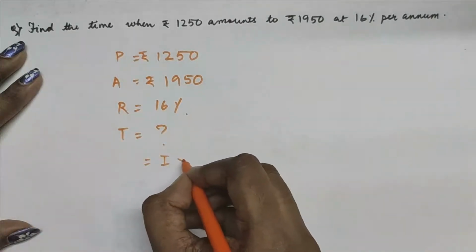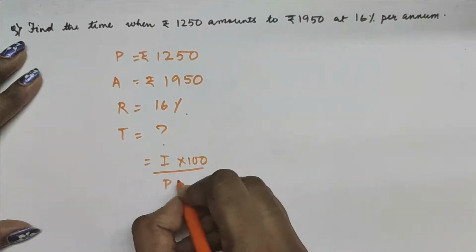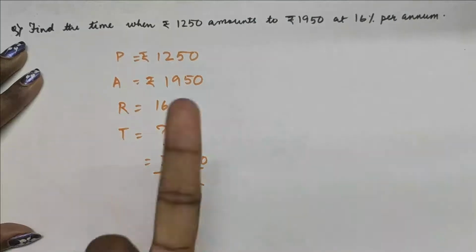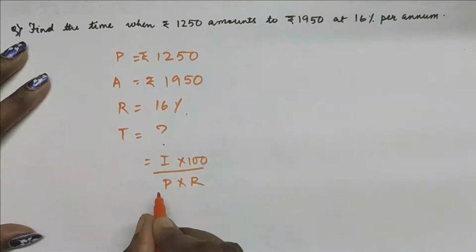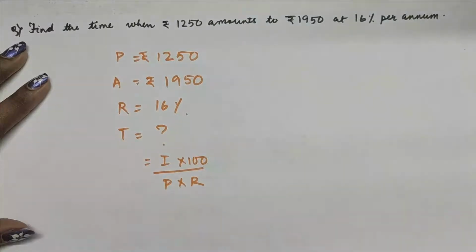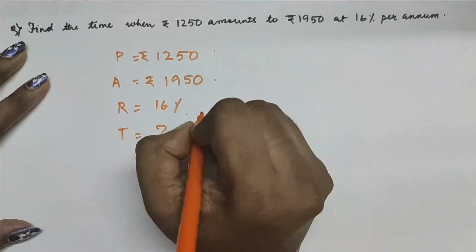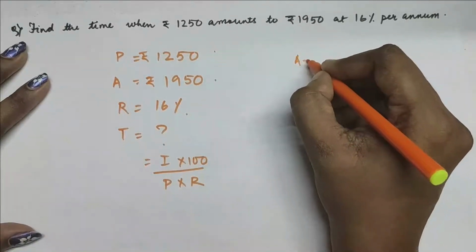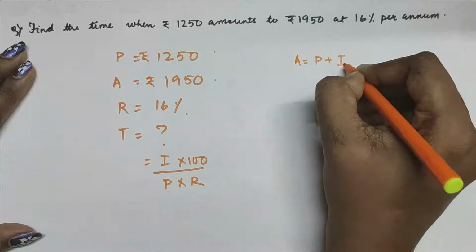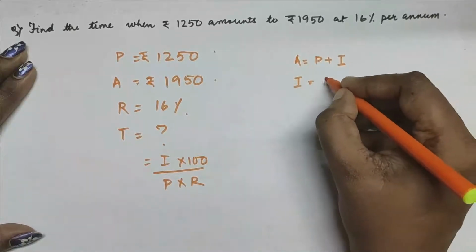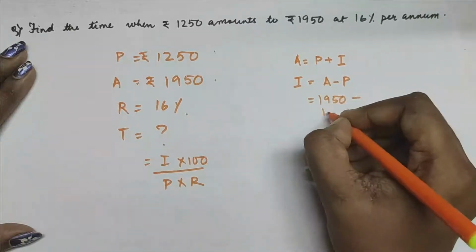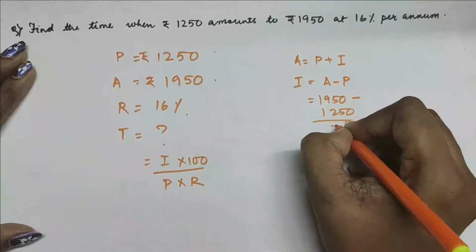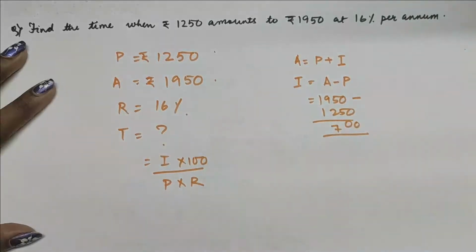Now you know the simple formula that we have to put here will be I into 100 by P into R, because T we have to calculate, so I into 100 is always on the top by the other two factors. Here we know P, we know the R, but do we know the I? No. So from where can I get this? As I told you, the amount is equal to principal plus the interest. So the interest will be amount minus the principal. So here the amount is 1950 minus 1250, that is, interest is 700 rupees.